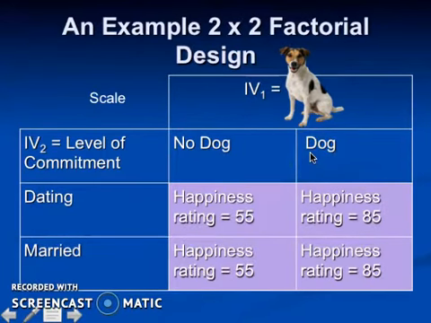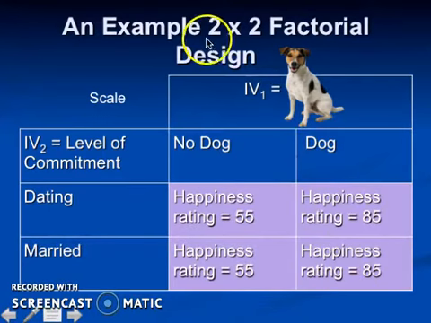Notice that if you add levels, it makes it a more complex design. So if I had maybe a dog, no dog, and then 2 dogs, that would now make it a 2x3 design. So there would actually be 6 conditions. And maybe if I made it 3 levels for commitment, dating, married, and single, that would now make it a 3x3 design. There would actually be 9 conditions.